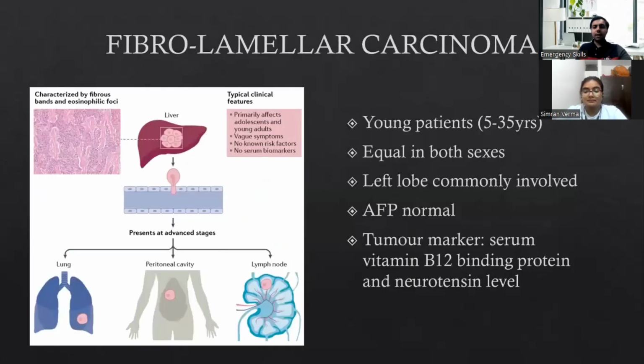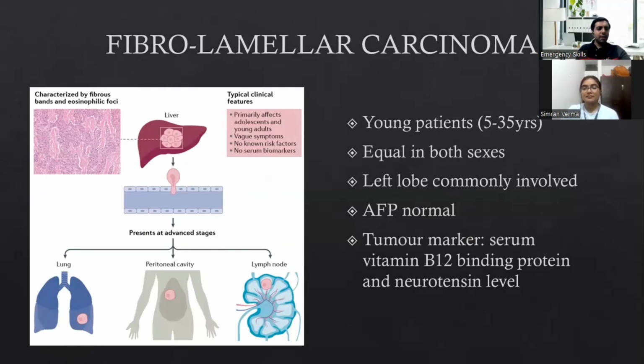Then we have fibrolamellar carcinoma. This is not that common, but it is seen in young patients and is equal in both sexes, whereas hepatocellular carcinoma was more common in males. The left lobe is commonly involved, whereas in hepatocellular carcinoma the right lobe was involved. AFP will be normal in this condition. In HCC, AFP was the marker. In this condition, the tumor markers are vitamin B12 binding protein and neurotensin level.